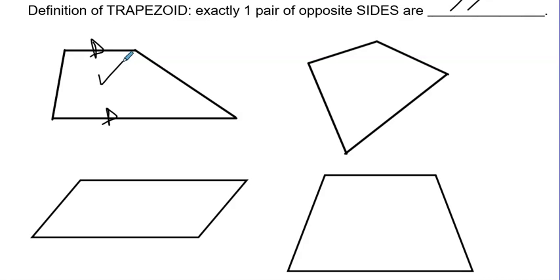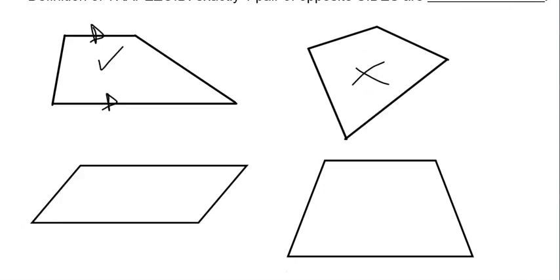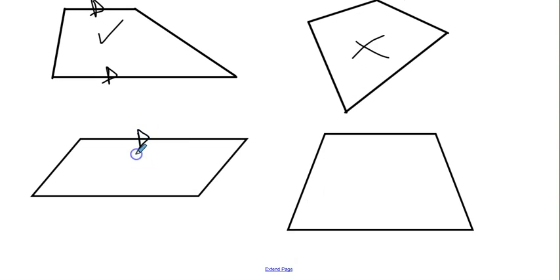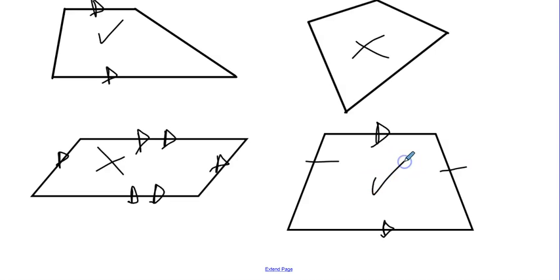On this next one, none of the sides are parallel to each other. So that's a no. Over here, these sides are parallel, and these sides are parallel, which makes this a parallelogram, not a trapezoid. And then here, we have parallel and parallel, and we also have legs that are the same, so definitely a trapezoid, and specifically an isosceles trapezoid.